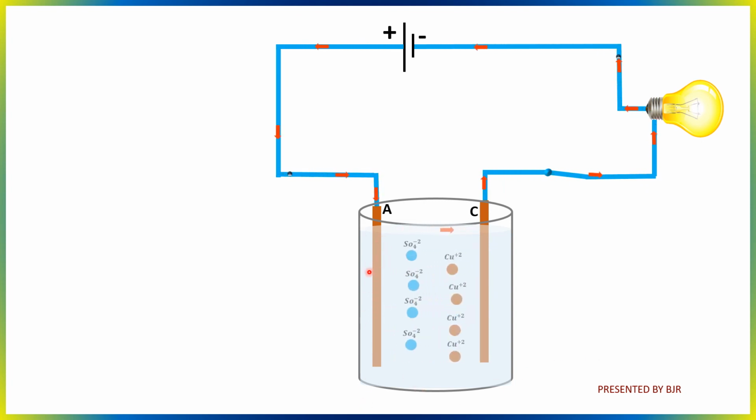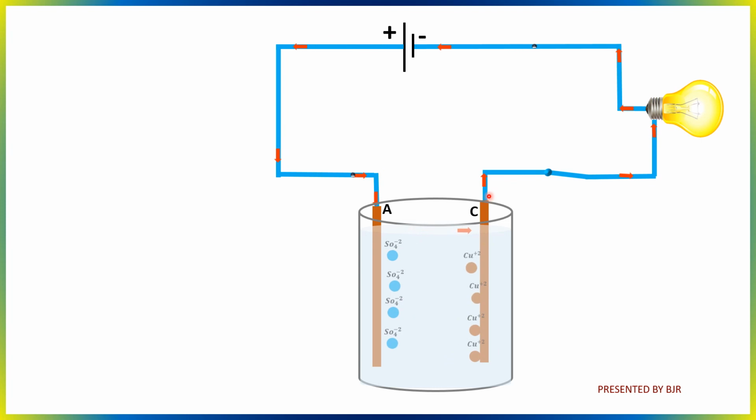Cu plus 2 ions are moving from anode to cathode. SO4 minus 2 ions are moving from cathode to anode. Here, just now I told you, the direction of motion of positive charges is nothing but conventional current, isn't it? So here positive charges, that is Cu plus 2 ions, are moving from positive to negative terminal, isn't it? That's why here I am showing you the conventional current direction from positive to negative terminal of the battery.